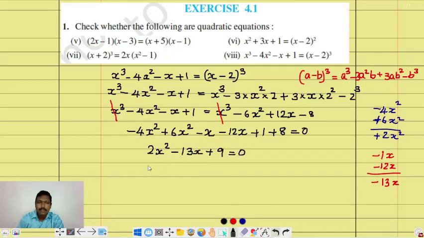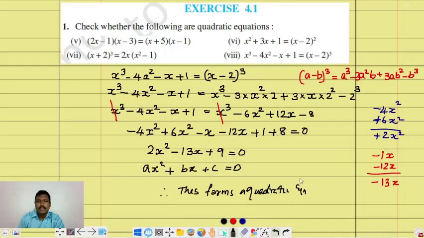Now this is in the form of ax square plus bx plus c is equal to 0. So therefore you can say this forms a quadratic equation. Okay, children.